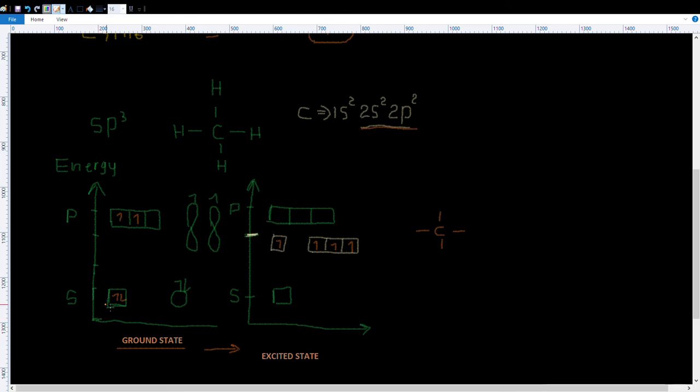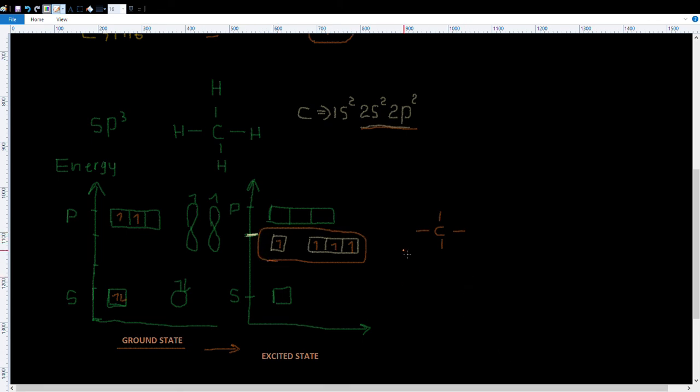First, when it was in the ground state, it was able to form only 2 bonds, because these 2 electrons are paired, so they can't form any bonds. When this electron goes to the excited state, there we go, these are singly occupied orbitals. So it has the ability to get bonded. That's how we get these 4 bonds.